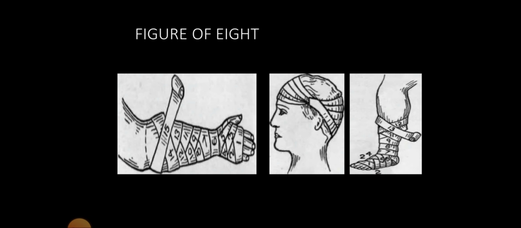Every time, we will first fix the bandage with twice winding, then we will move up, then cross, then down, cross. So in an alternate manner the bandaging is done in figure of 8. In the picture also you can make out how the winding is done. Mainly it is used for elbow and knee joints.